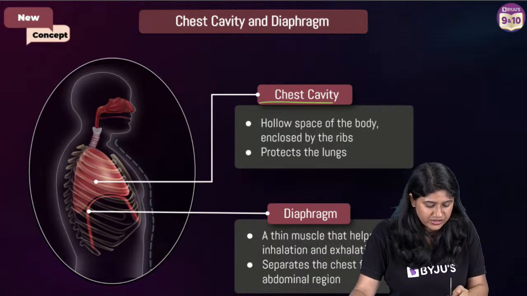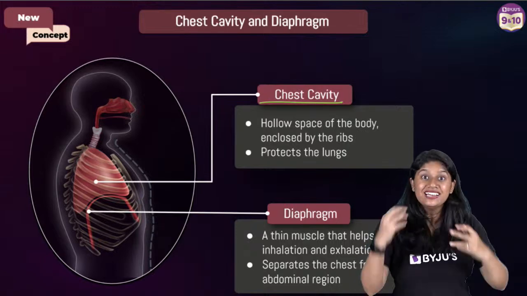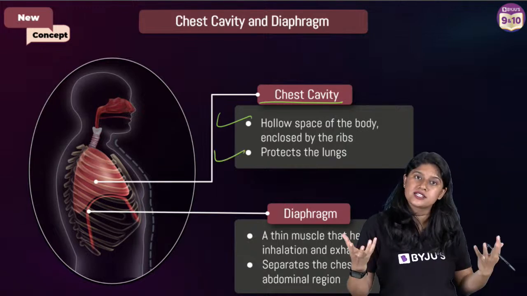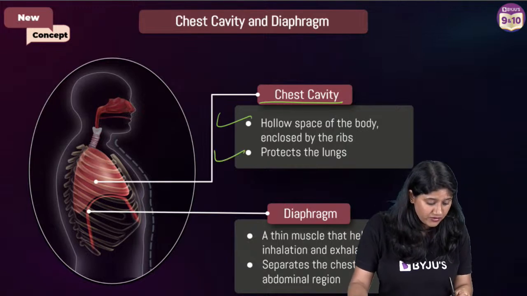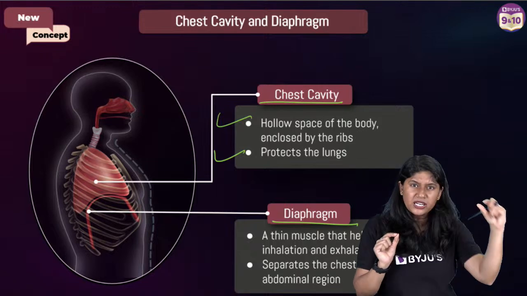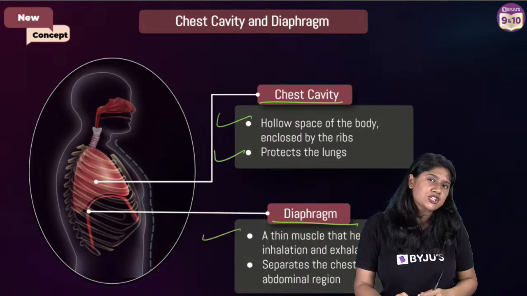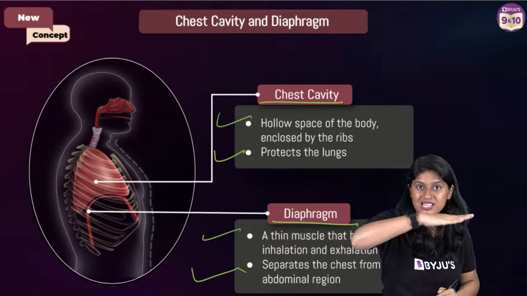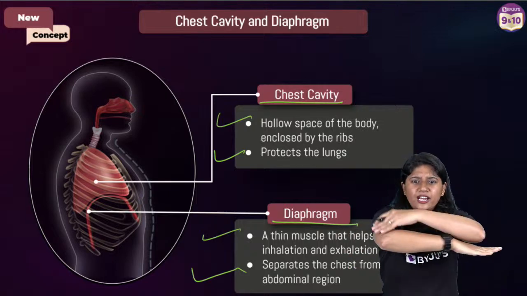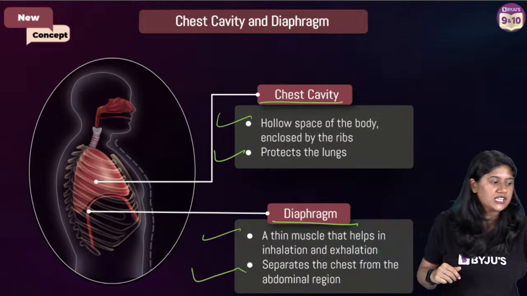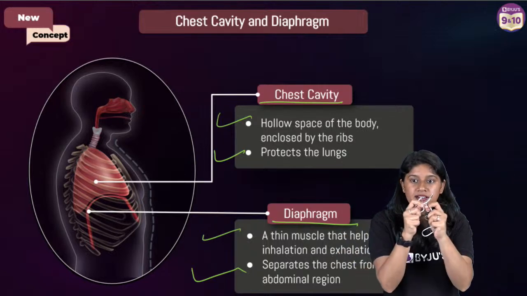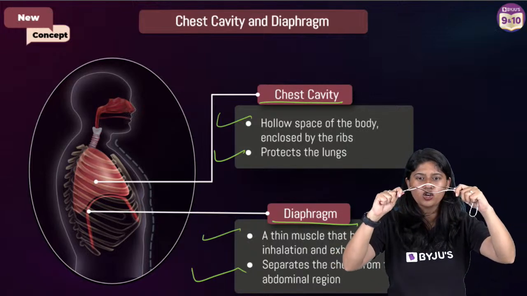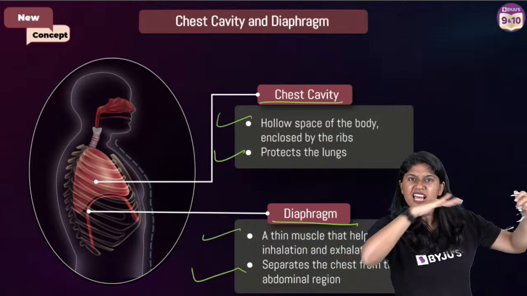So we have the chest cavity, which is a hollow space inside which we have our lungs. It's there to protect the lungs. Then you have the diaphragm, a thin muscular band-like structure that actually helps in the inhale and the exhale. Basically, it separates the chest cavity from the abdomen cavity. It's kind of a band in between. How many of you have seen a rubber band? See over here? I'm sure you have seen a muscular structure like that, right?